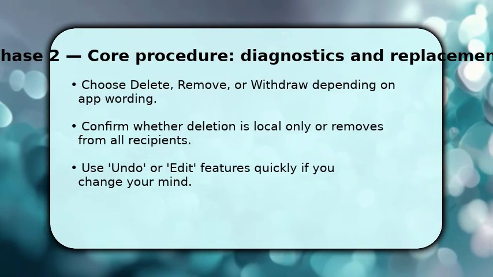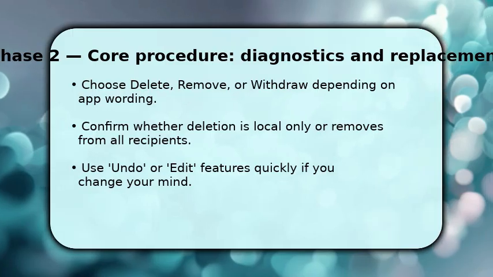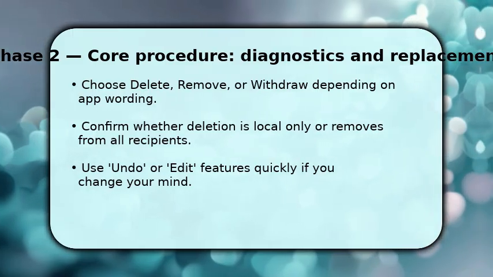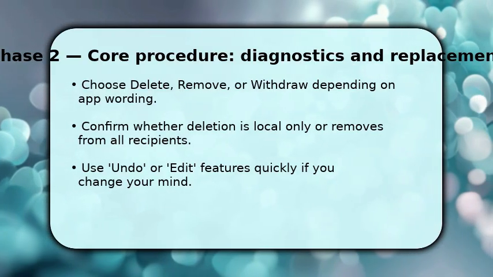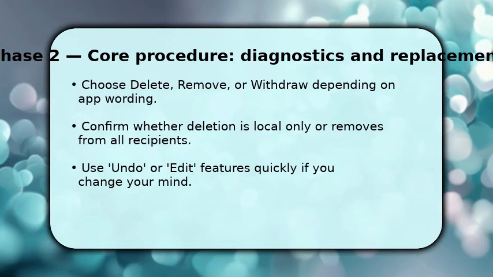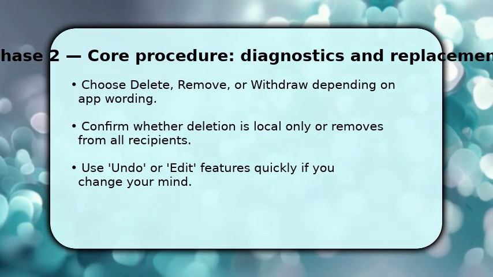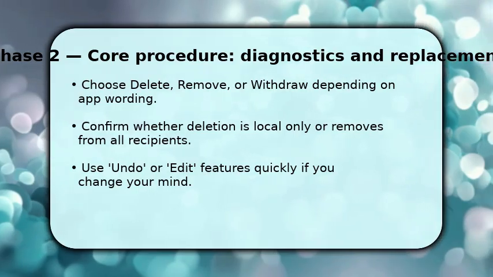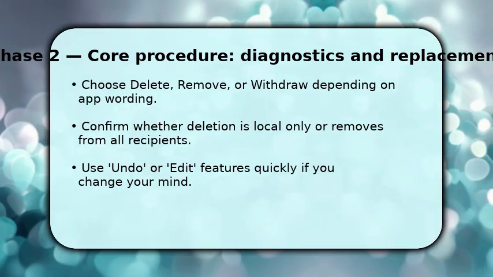Next, select the delete or withdraw option offered. Different apps label it differently, so pick the one that removes the message for everyone if available. Once you tap that, confirm the action when prompted and read any note about local-only deletion versus full withdrawal. This matters because local removal leaves copies on other devices. If the app supports editing, you can replace content instead.